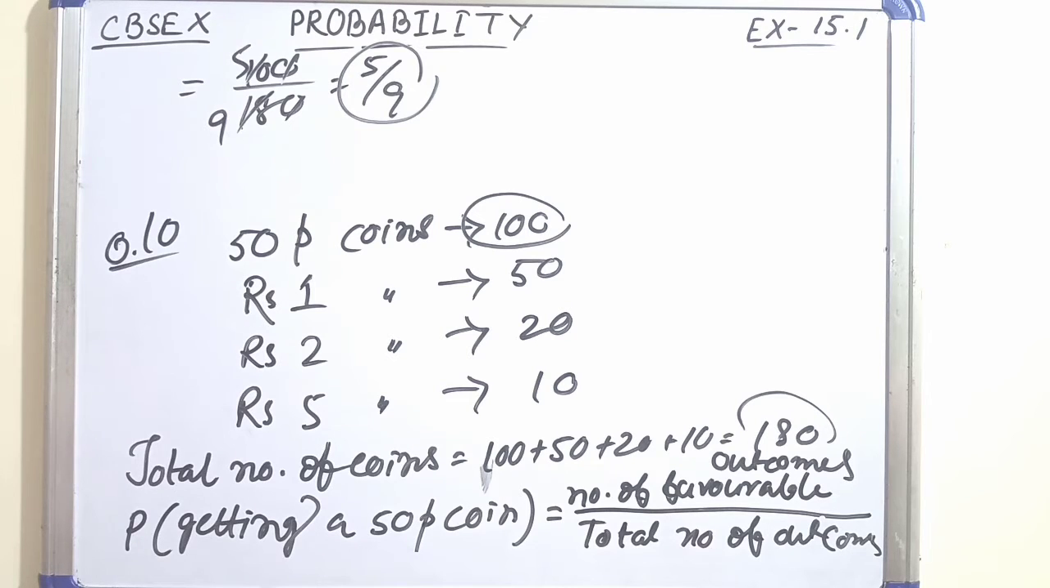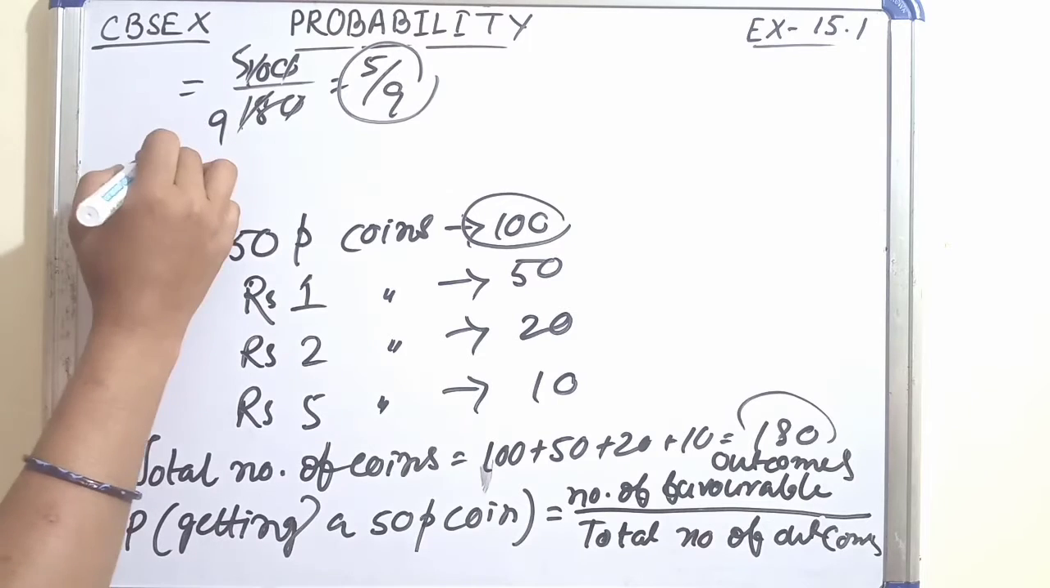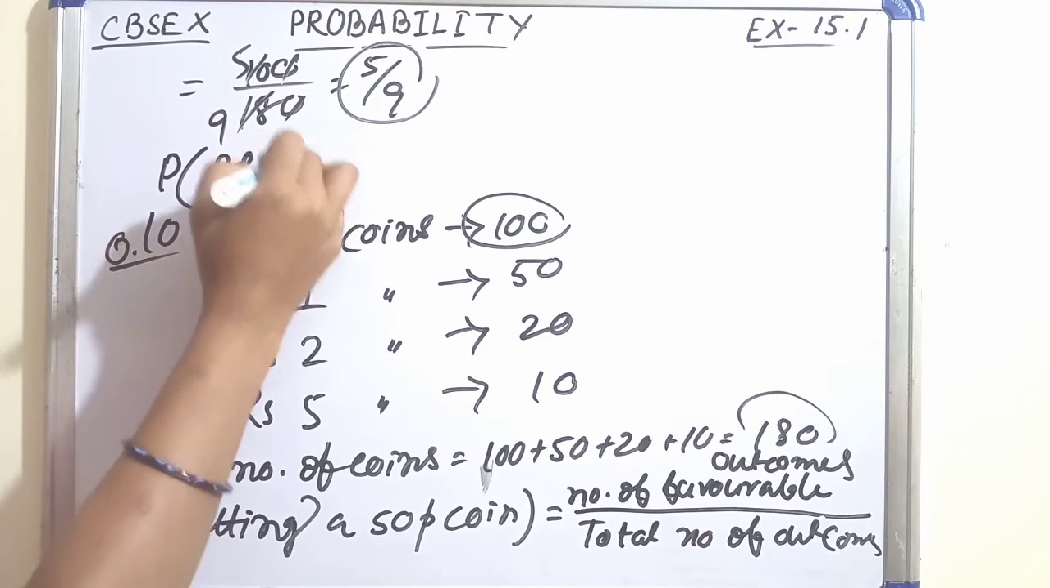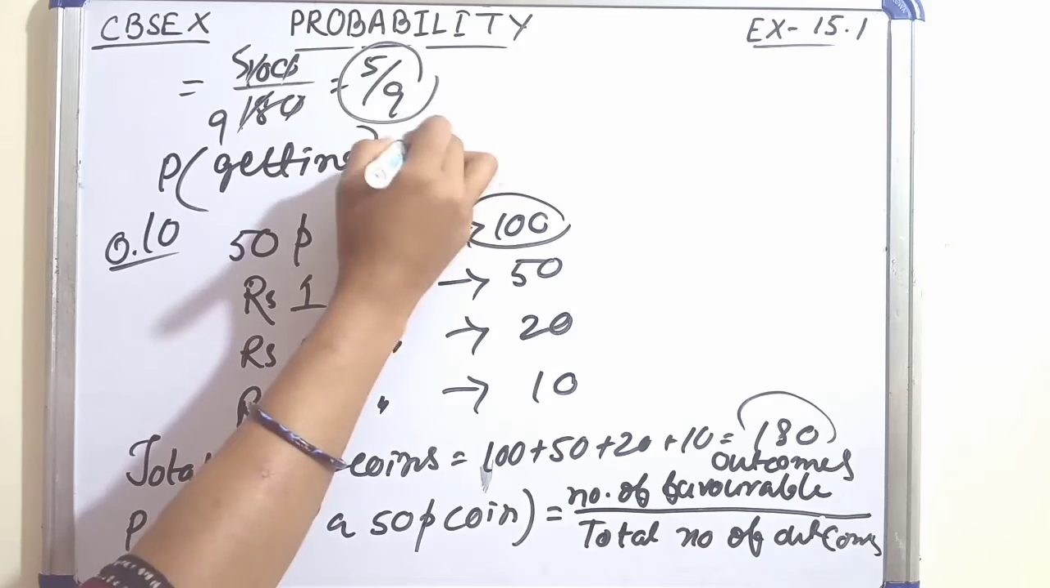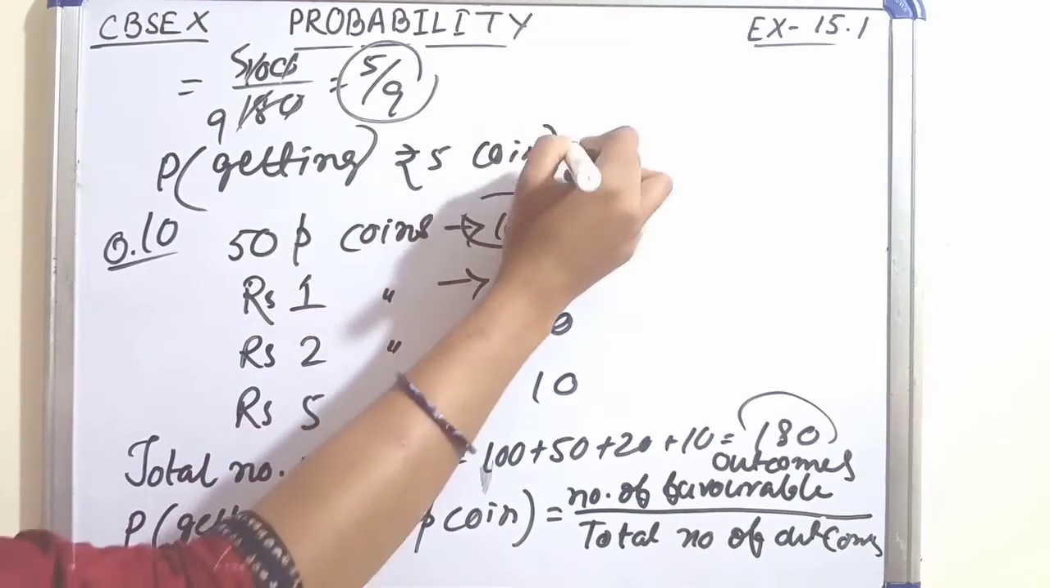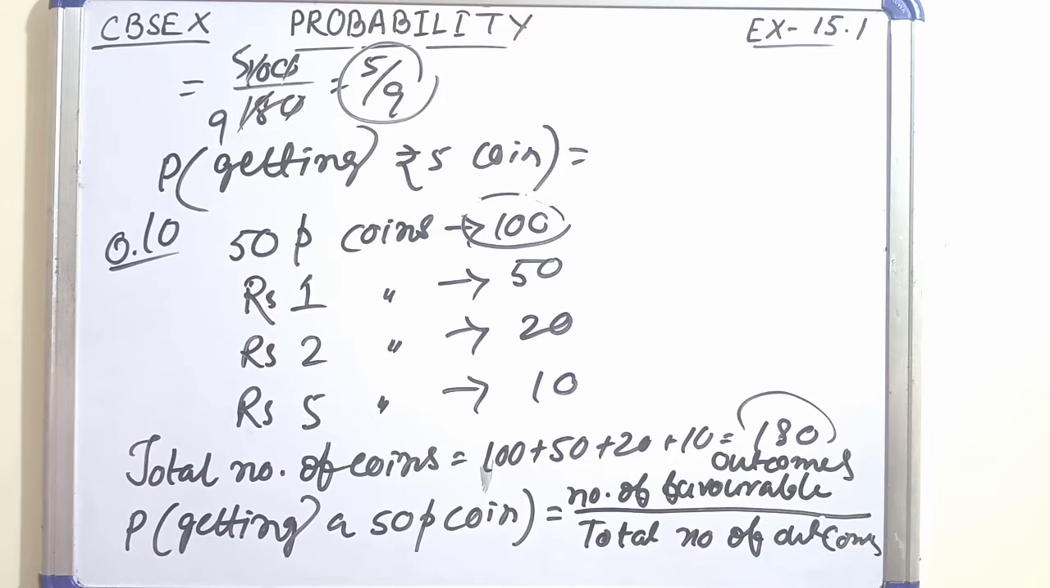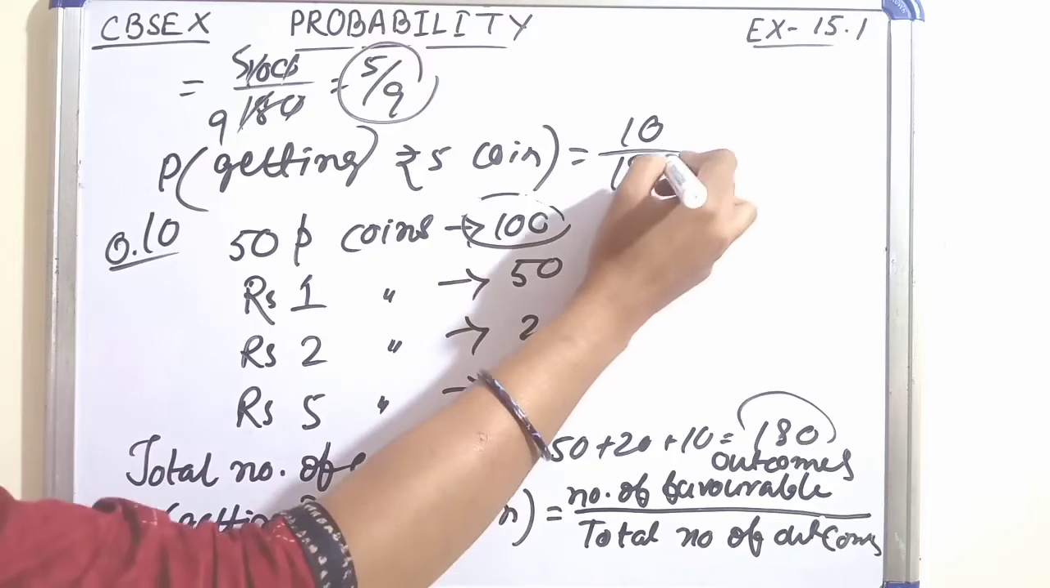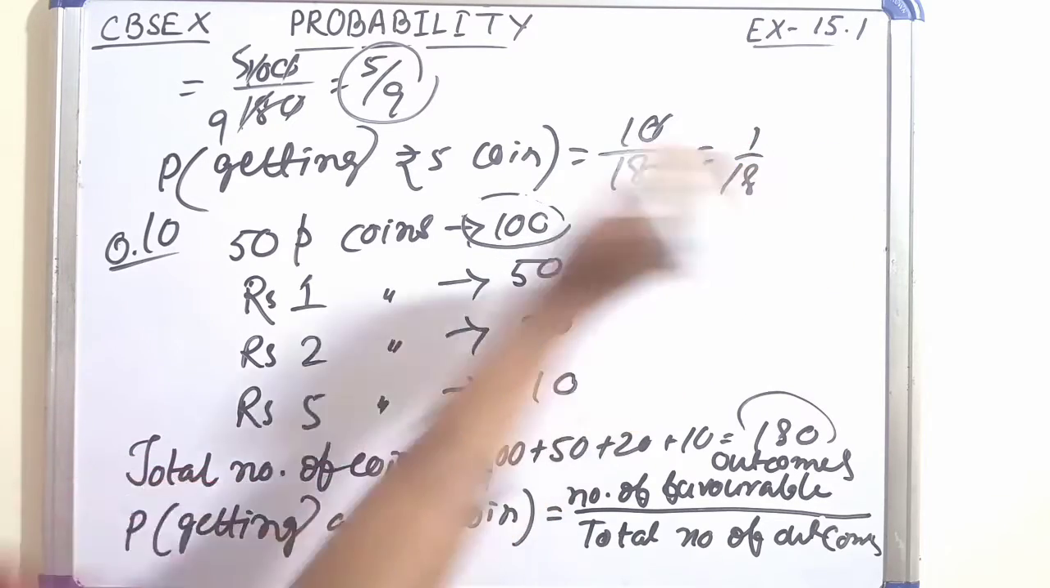Now next, probability of not getting a 5 rupee coin. At first you have to find the probability of getting a 5 rupee coin. Probability of getting a 5 rupee coin is, similarly, number of favorable outcomes upon total number of outcomes. Here the number of favorable outcomes, 5 rupee coins, is 10. So 10 upon 180, that means 1 by 18.